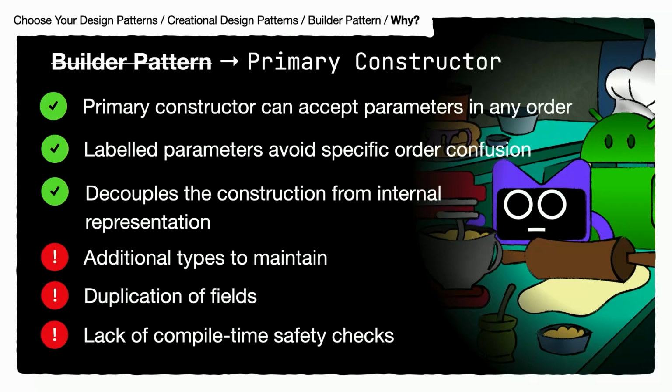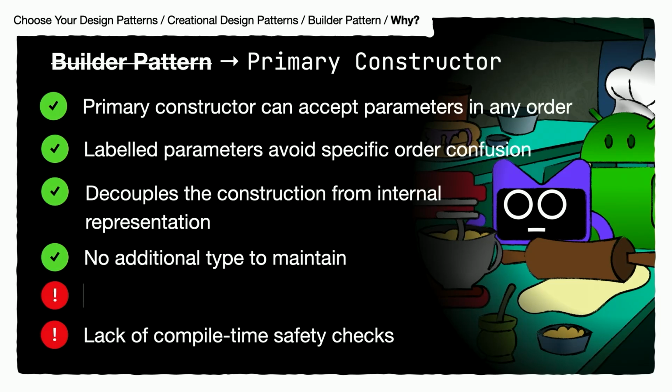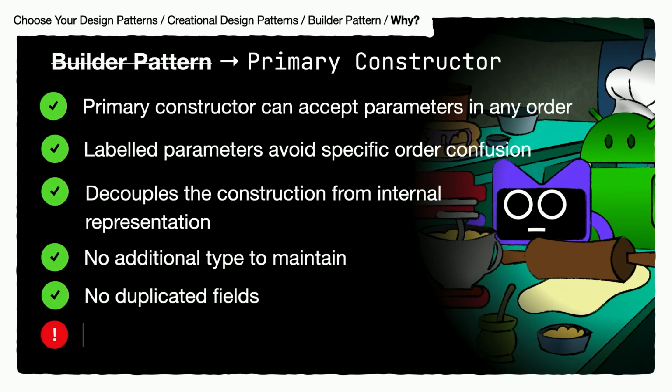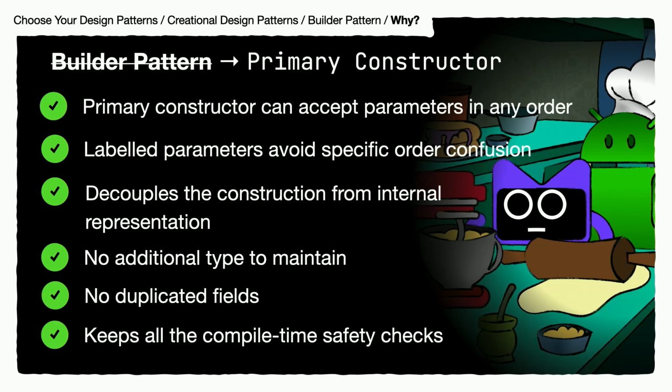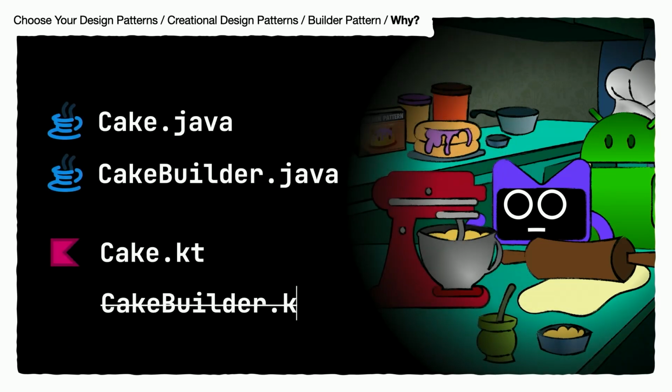So in Kotlin, just by using the features of the primary constructor, we've eliminated the 3 problems we introduced by implementing the builder pattern. There's no extra type abstraction. It's just the same class as before. We got rid of all the duplicated fields because there's only one declaration. And then finally, we've kept all the compile time safety guards we had before. So with Kotlin, we don't actually need to write builders anymore. You can just use the primary constructor as it is intended.